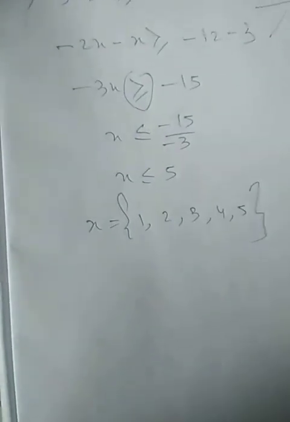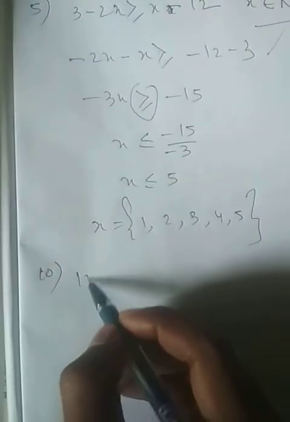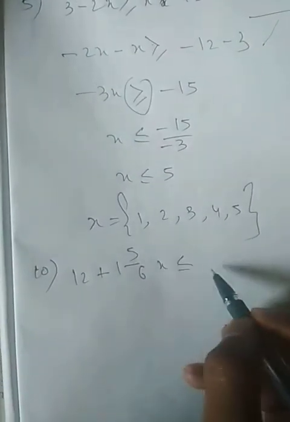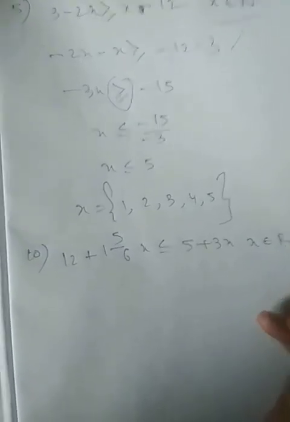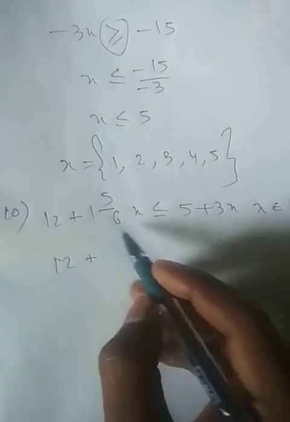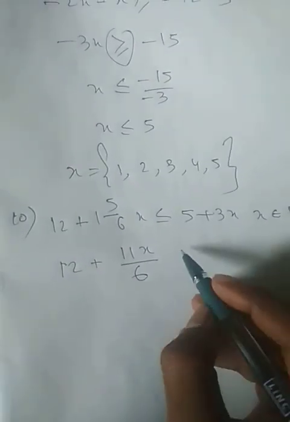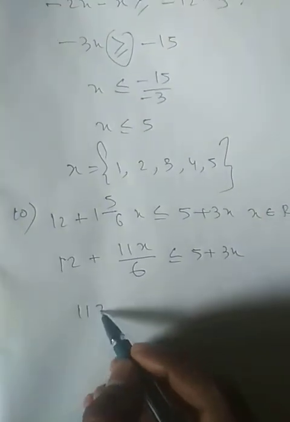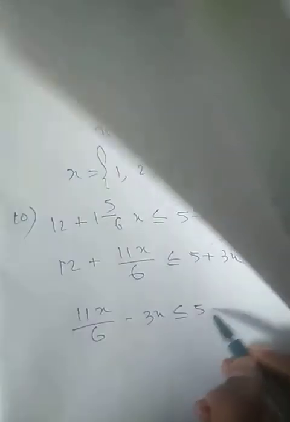Okay, I am going to solve the math number 10. 12 plus 1 complete 5 by 6 x less than or equal to 5 plus 3x. Here x belongs to real number, so that becomes 12, 11x by 6 less than or equal to 5 plus 3x. So 11x by 6 minus 3x less than or equal to 5 minus 12.